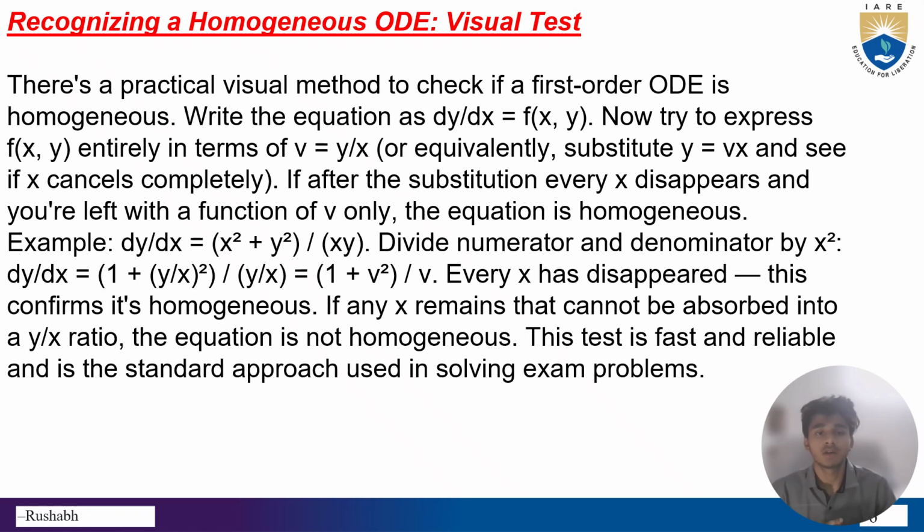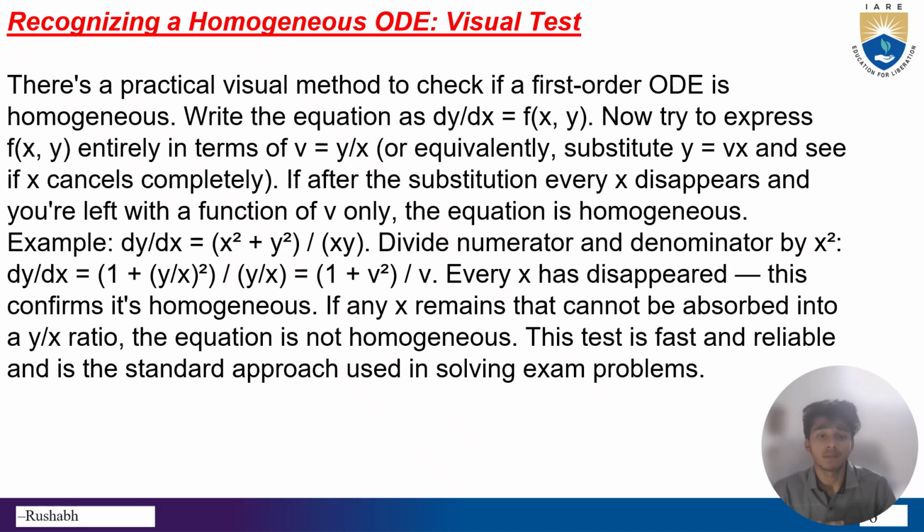In this slide, we are going to see how to recognize a homogeneous ODE: the visual test. There is a practical visual method to check if a first order ODE is homogeneous. Write the equation as dy/dx = f(x, y). Now try to express f(x, y) entirely in terms of v = y/x, or equivalently substitute y = vx and see if x cancels completely. If after the substitution every x disappears and you are left with a function of v only, the equation is homogeneous.